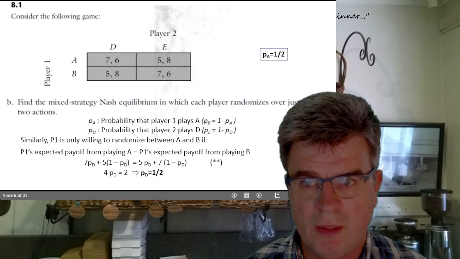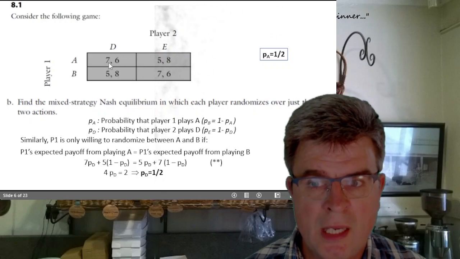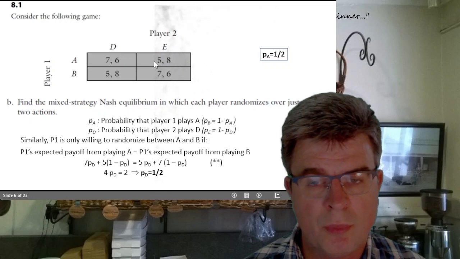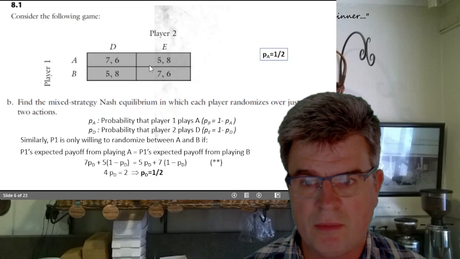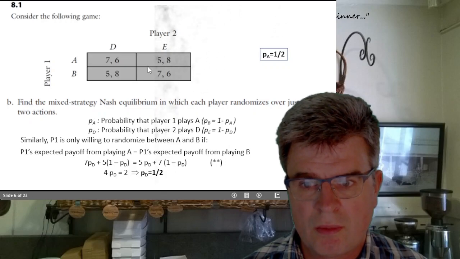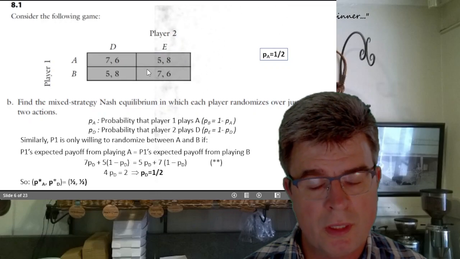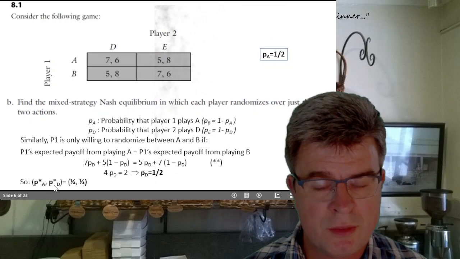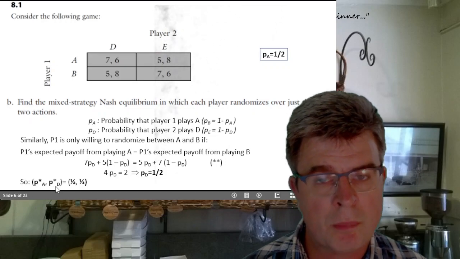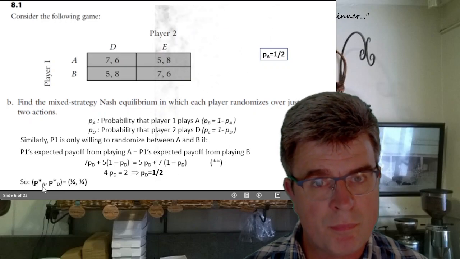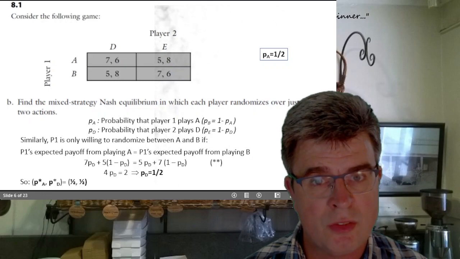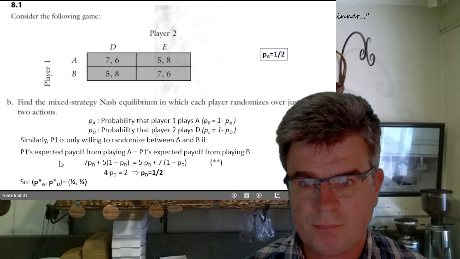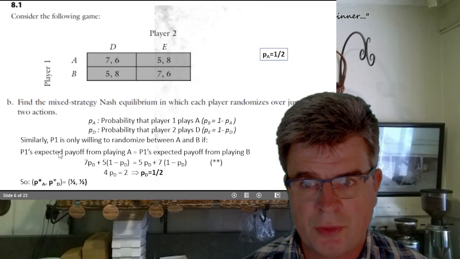This happens not fully by coincidence. If you look at the payoff matrix, you can see that the payoffs are completely symmetric. We have 7, 6 over here, 7, 6 over here, and off diagonal we have 5 and 8. So in the mixed strategy Nash equilibrium, both players will mix each with probability 1/2. Why is this a Nash equilibrium? Well, given that the other player mixes with probability 1/2, you don't have any incentive to deviate and choose a different probability of mixing. And this holds for both players at the same time. And that concludes question B.